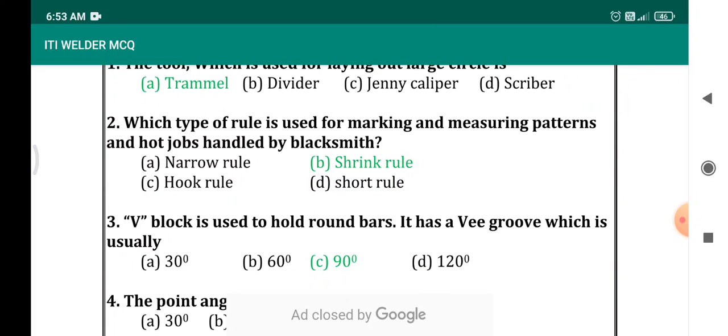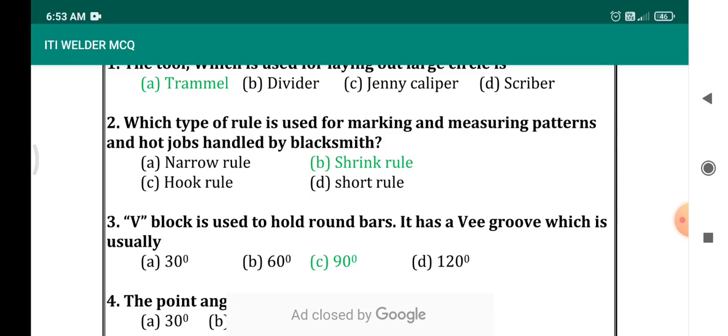Which type of rule is used for marking and measuring patterns and hot jobs handled by blacksmith? The answer is shrink rule. The other options are narrow rule, hook rule, short rule. The rule used for marking, measuring patterns and hot jobs handled by blacksmith is the shrink rule.